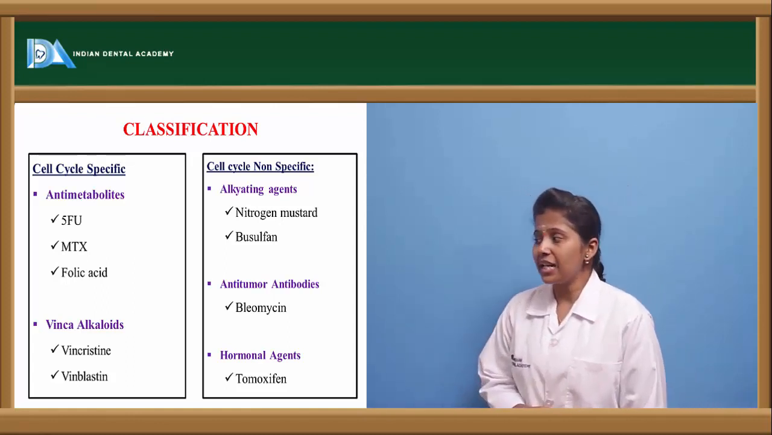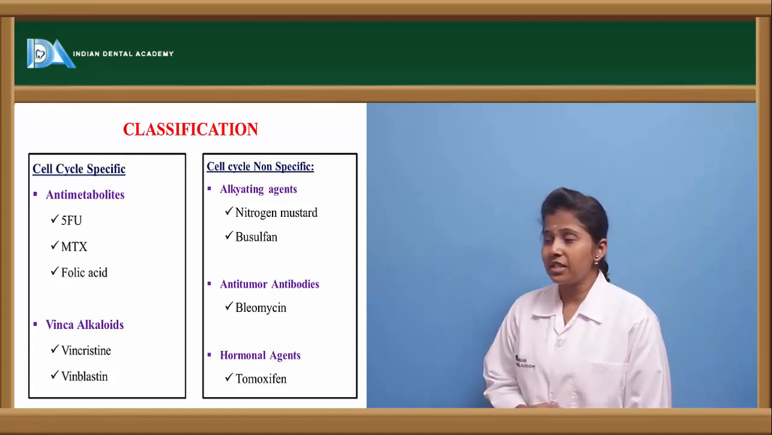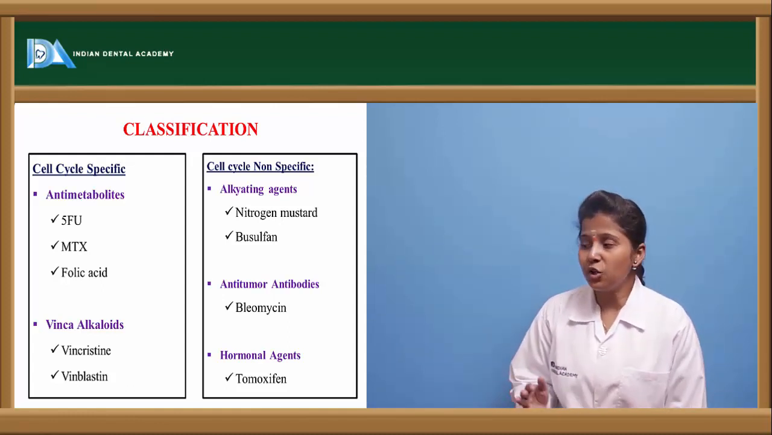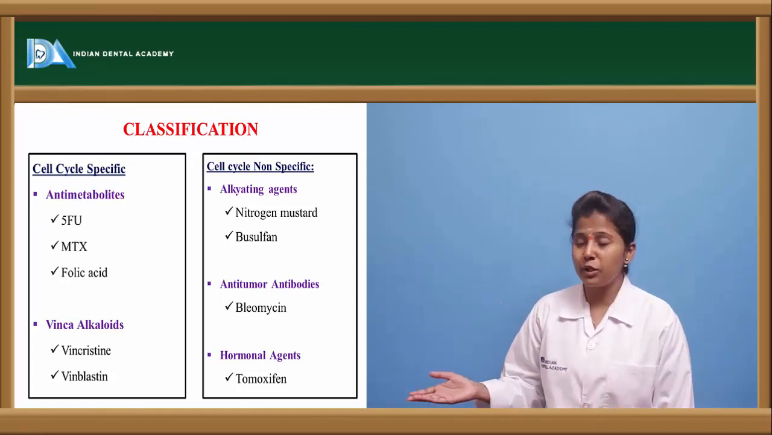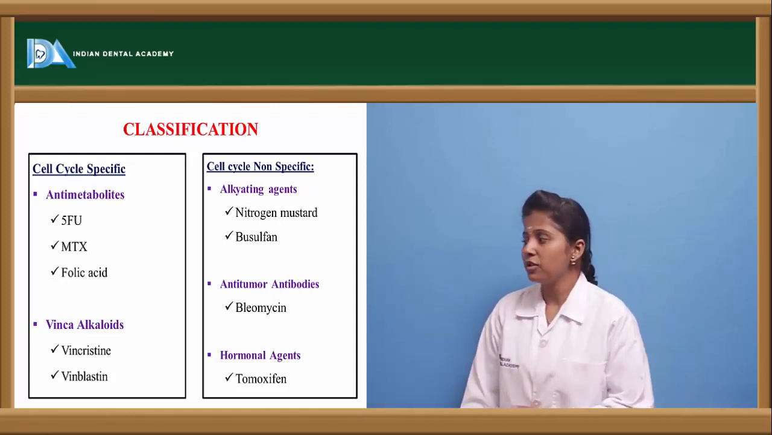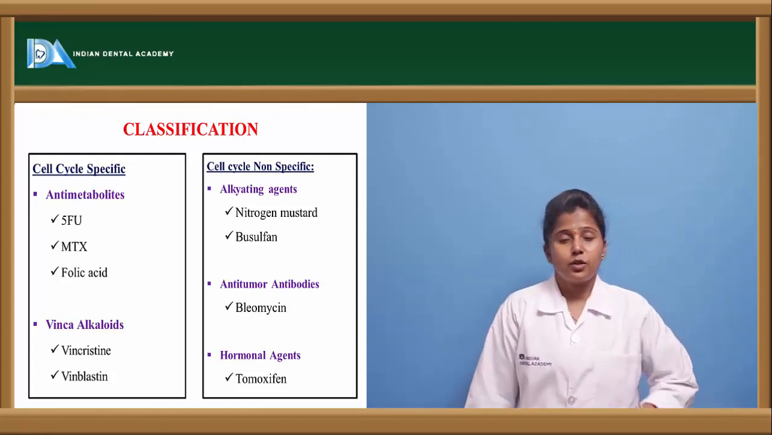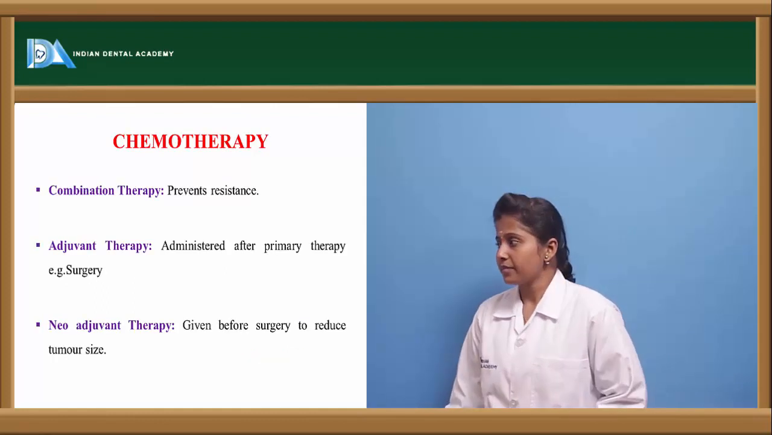The other ones are cell cycle non-specific agents like alkylating agents, such as nitrogen mustards and busulfan, and anti-tumor antibodies, which are also called antibiotics. These drugs include bleomycin, and hormonal agents like tamoxifen. So these are a few of the drugs which are used in the treatment of cancer.